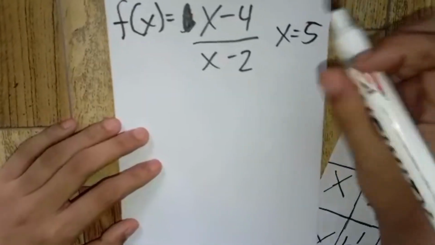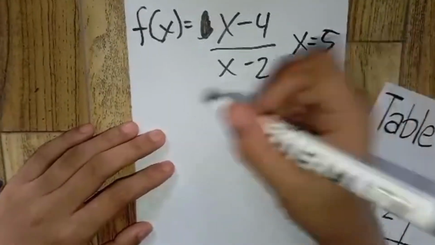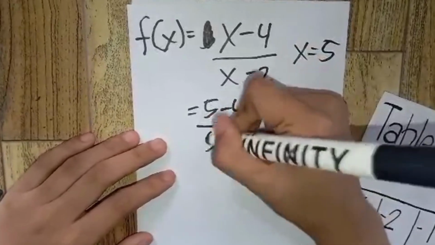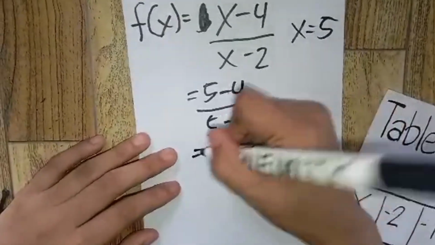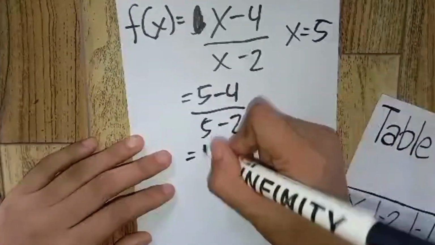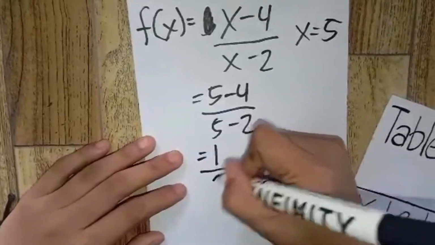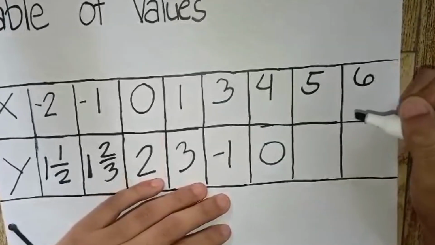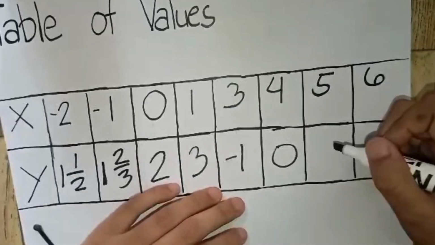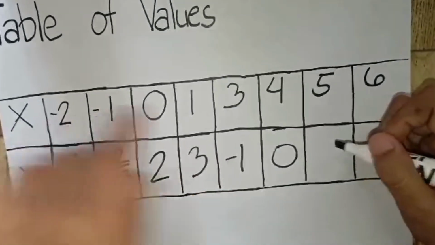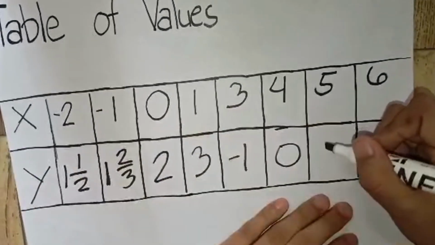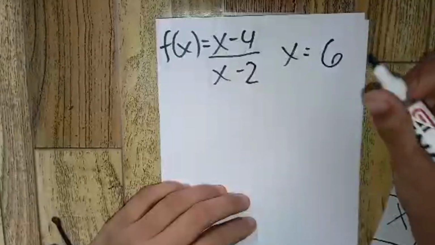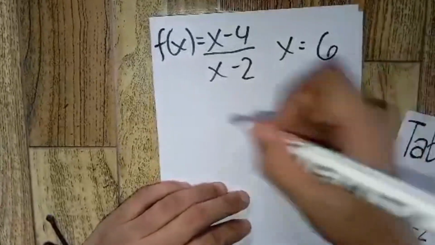So next is x is equal to 5. 5 minus 4 all over 5 minus 2 is equal to 1 all over 3. So the answer is 1/3. So the ordered pair for x is equal to 5 is y is equal to 1/3.